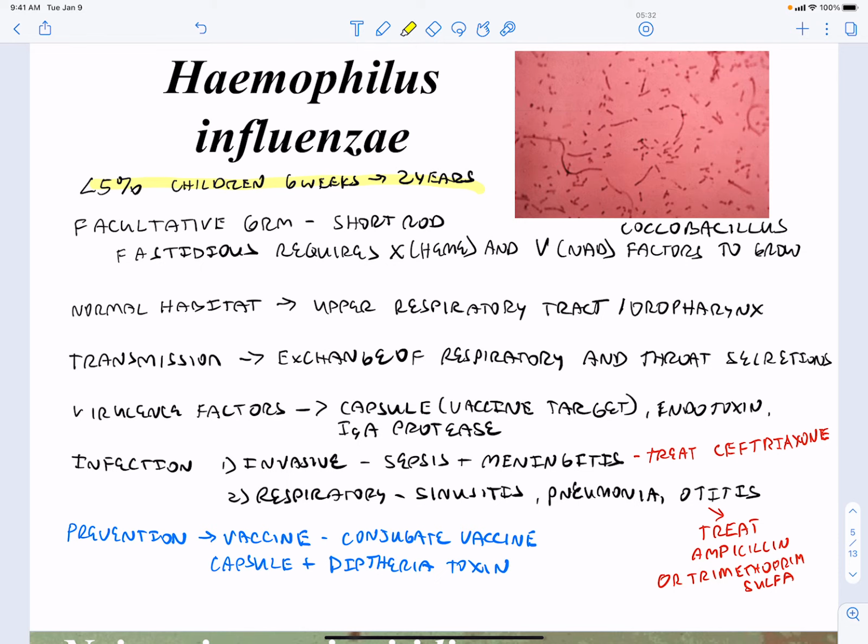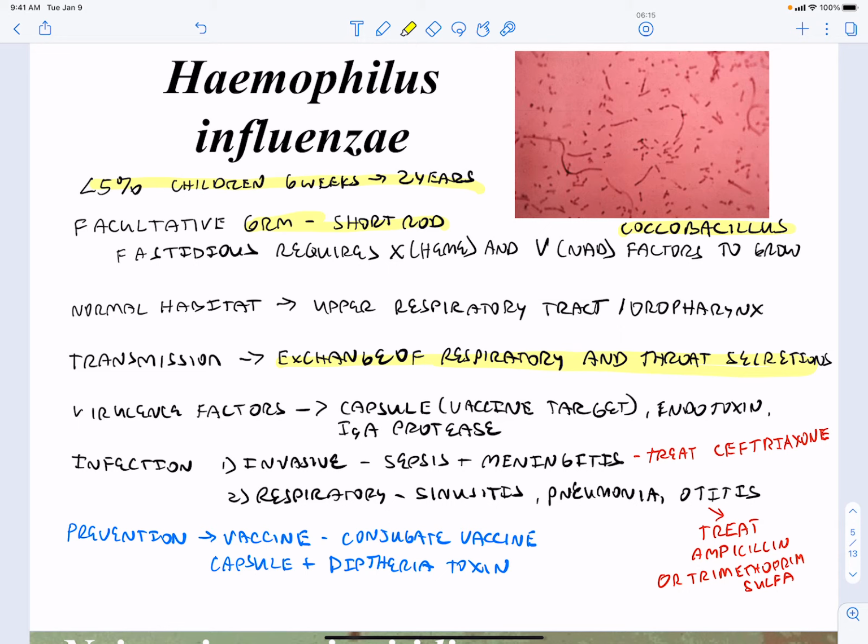It is a facultative gram-negative short rod. It's called a coccobacillus. It's fastidious, meaning that it requires certain factors in order to grow in culture. The requirements are heme, the presence of heme in the culture plate, as well as NAD, a vitamin, niacin. It's going to normally inhabit the upper respiratory tract and the oropharynx, and the transmission is by exchange of respiratory and throat secretions, so close contact, kissing, sharing drinks, etc.